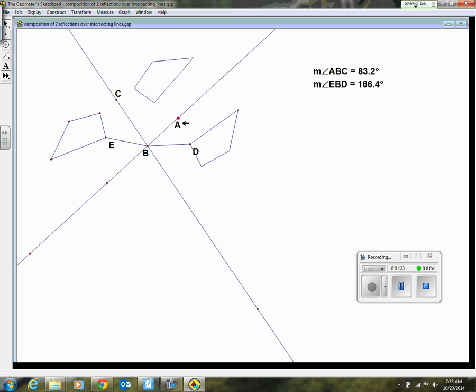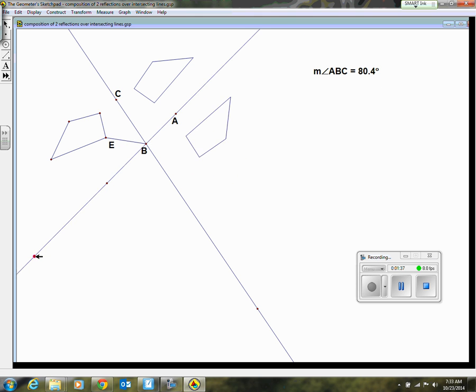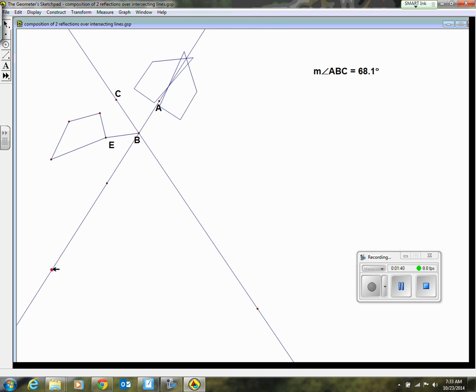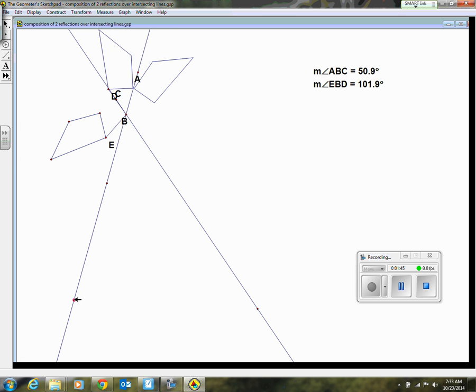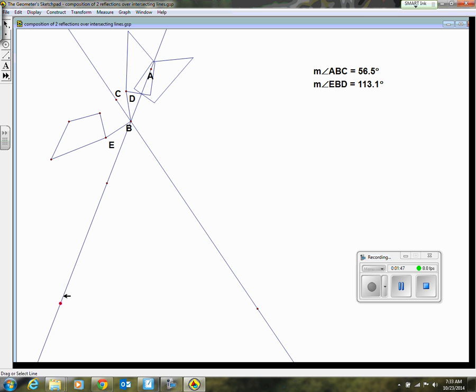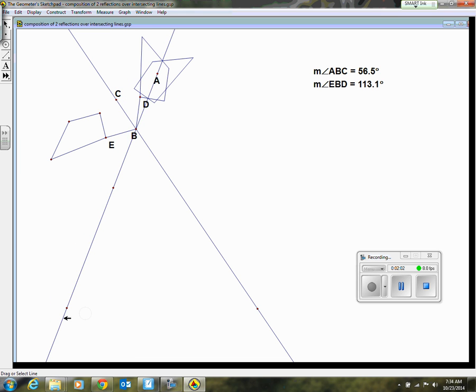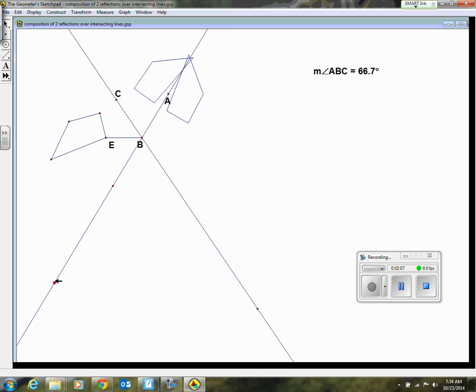So let me see if I can move these lines. How am I going to move these lines? That figure's not changing. Interesting, it's still reflected though. Okay, so ABC here is now 56 degrees, and what's double 56? 113. So does that work? Okay, hold on. It's not rotating anymore. There we go.